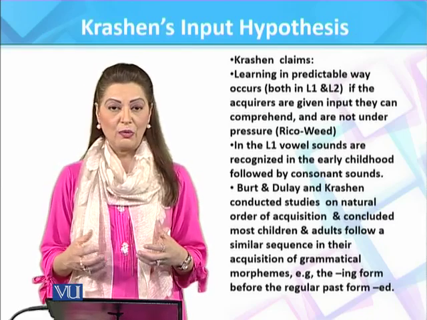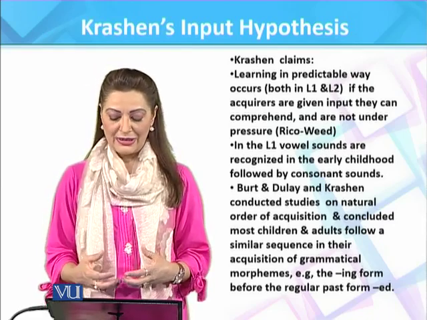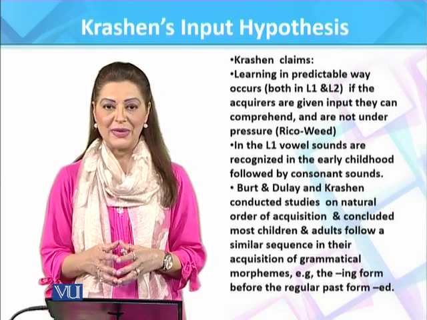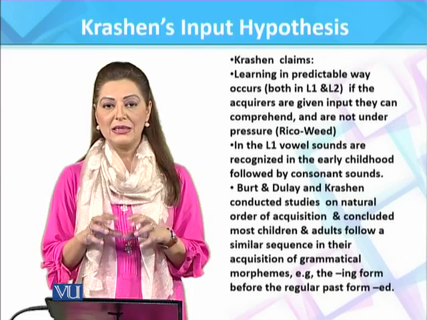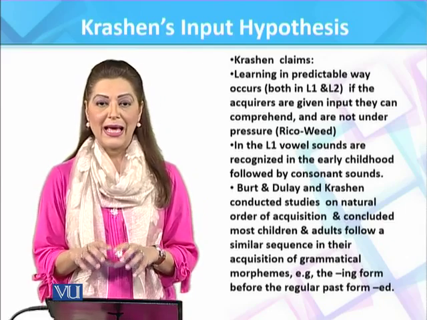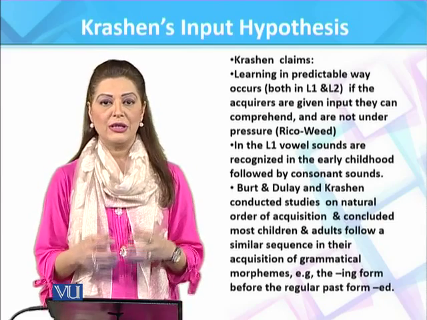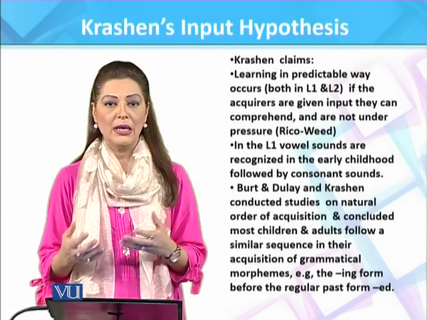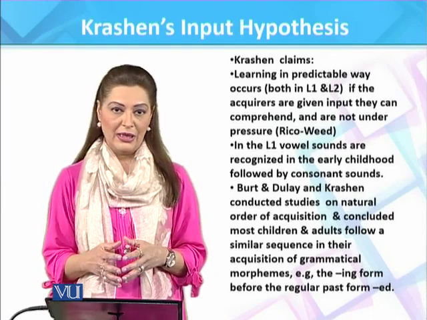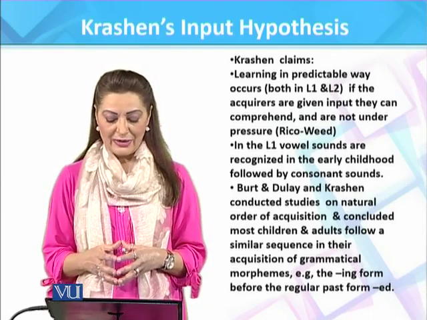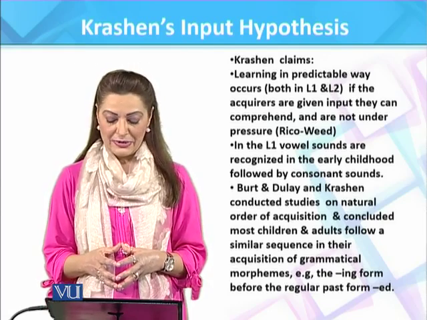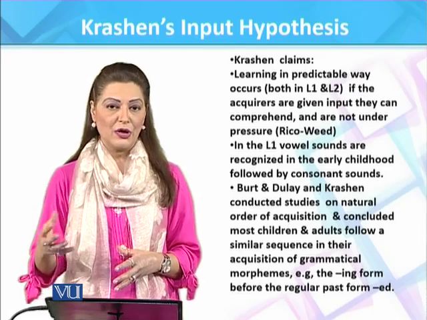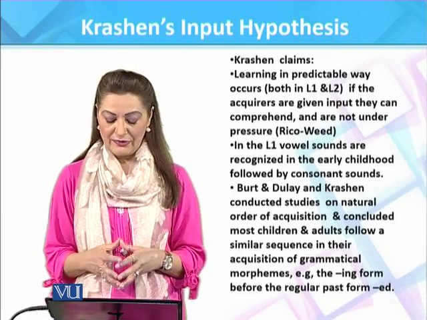Krashen claims learning in a predictable way occurs both in first language as well as in second language, if the acquirers are given input they can comprehend and are not under pressure. So basically, the idea is the understanding of the input, input which the acquirer understands easily. To him or her, it is a meaningful input. In first language, vowel sounds are recognized in early childhood, followed by the consonant sounds. So that is the order.